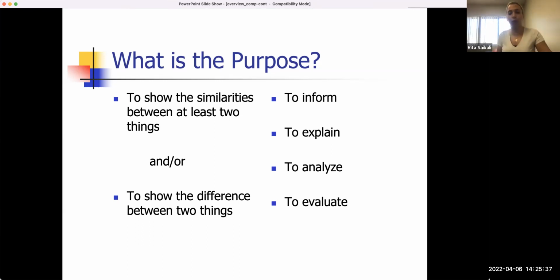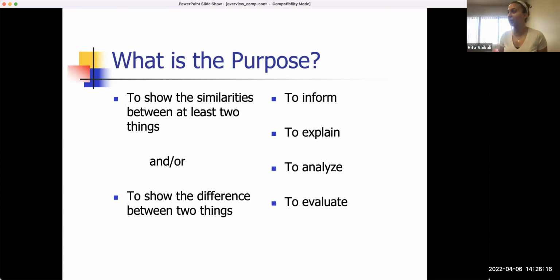So why do we care, really? What's the point of comparing and contrasting? It's to actually show the similarities and the differences between at least two things. So it's always more than one thing going on. So why do we care? We want to inform, we want to explain, we want to analyze, or we want to evaluate something. The other alternative is to show the differences. So you're either showing the similarities between two things, or you're showing the differences between two things, and your purpose is to either inform, to explain, to analyze, and to evaluate.